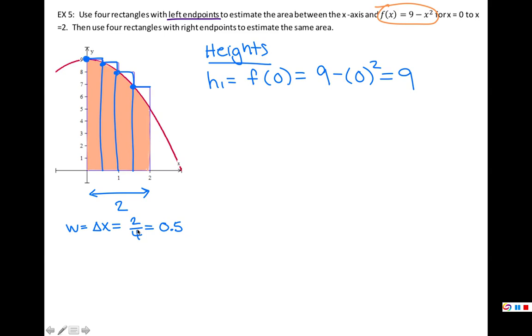Now if we want to find the area of a rectangle, we have to take length times width, or base times height. So I have to figure out, well, what is the height of each of these rectangles? And I can actually see on my picture that the first rectangle has a height of 9. But what if I couldn't tell on my picture? Well, if we're using left endpoints for the first rectangle, the left side is at x equals 0. So then I could take 0 and plug that into my function right here. So 9 minus 0 squared gave me 9. So the height of the first rectangle would be 9.